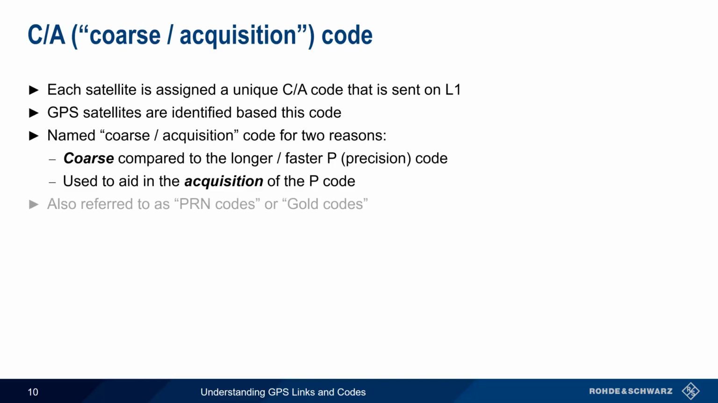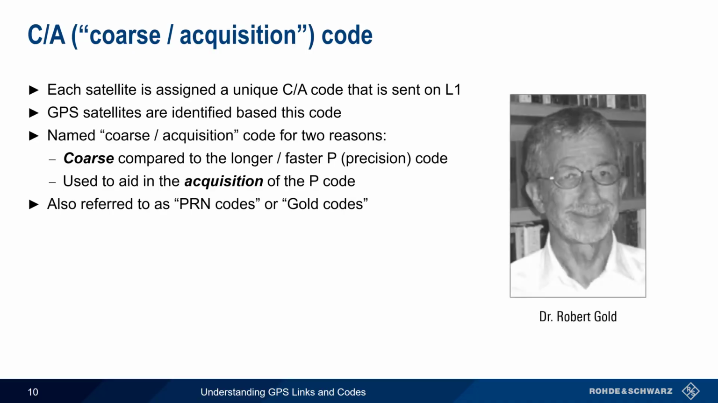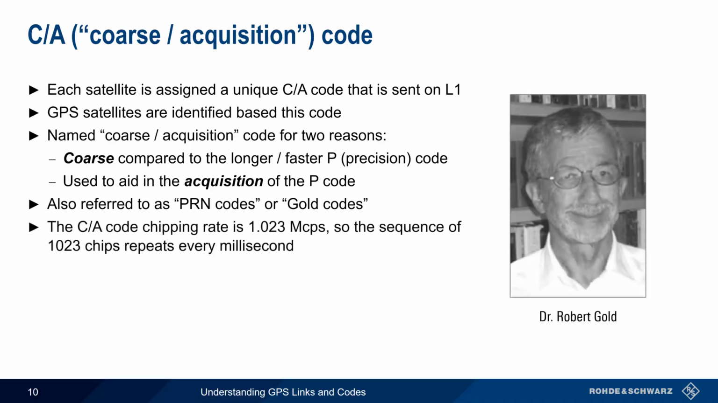You may also hear these codes referred to as PRN codes or Gold codes, the latter being the name of their developer, Dr. Robert Gold. The CA chipping rate is 1.023 megachips per second, meaning that the sequence of 1023 chips repeats once every millisecond. In practical terms, a chip corresponds to a distance of about 293 meters.